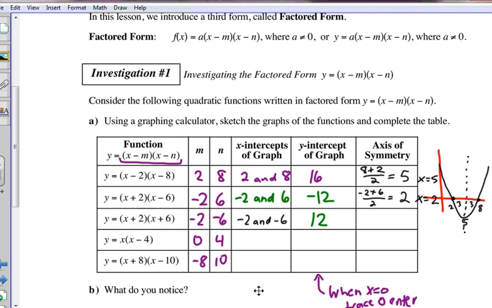Okay, so what's our axis of symmetry? How would we get it? Negative 2 plus negative 6, negative 8 over 2, which is negative 4. So you would write that as x equals negative 4.